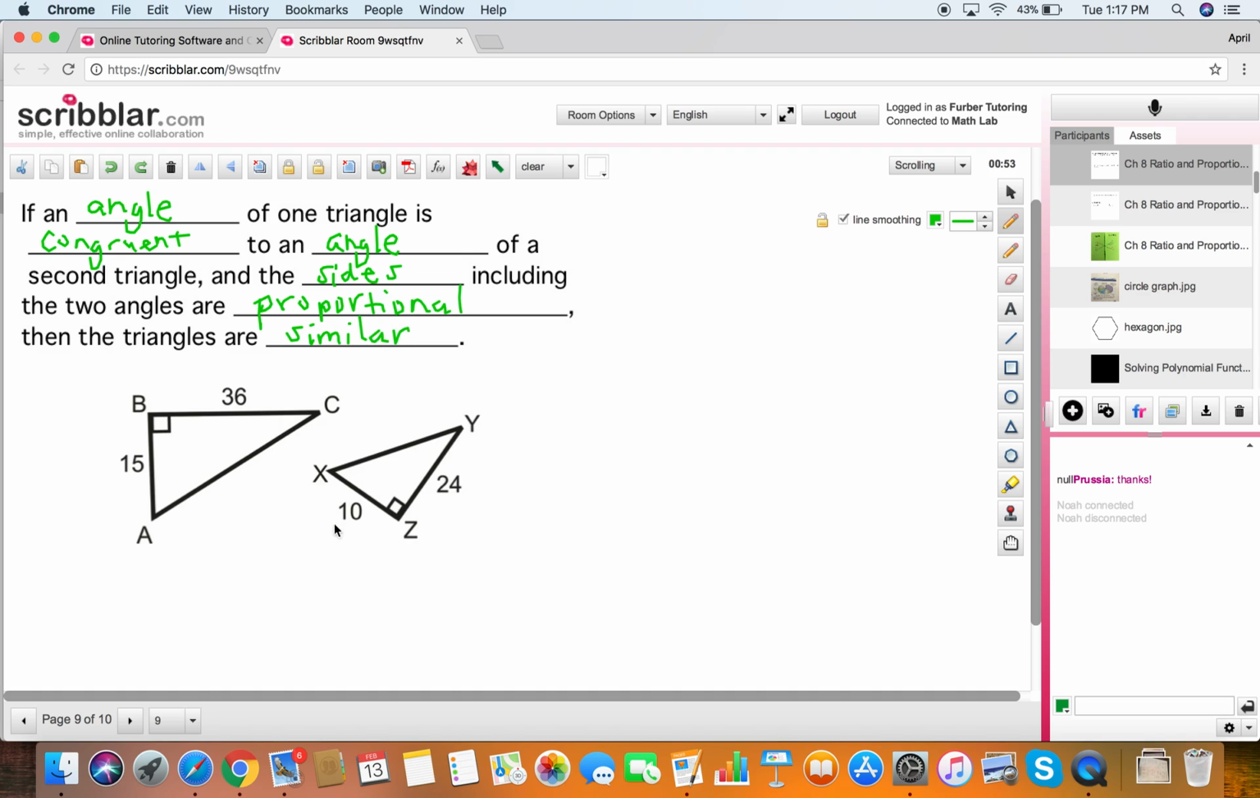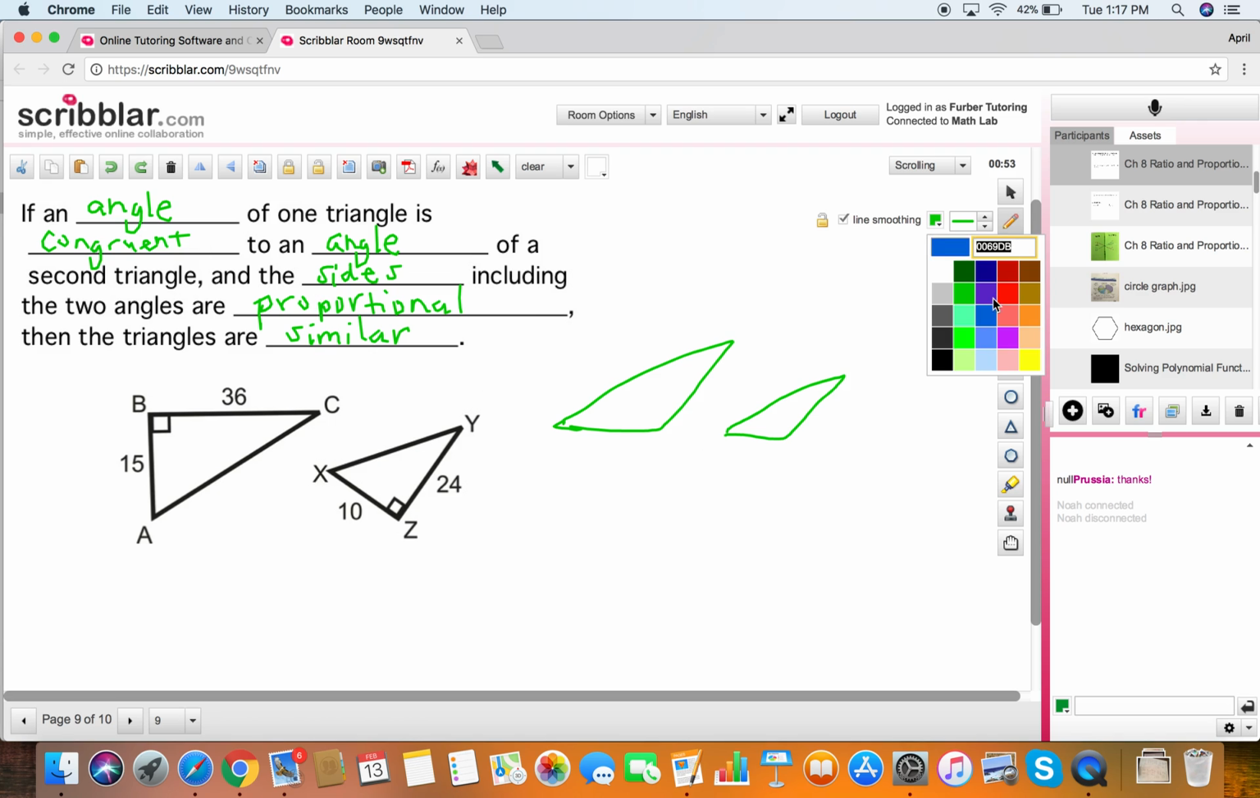All right, so this is an example with two right triangles. This could work even if they were obtuse, but I want to make sure that you're fully aware of what I mean when I'm talking about the sides that include the angle.